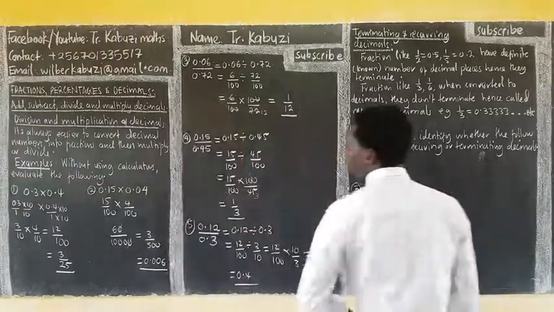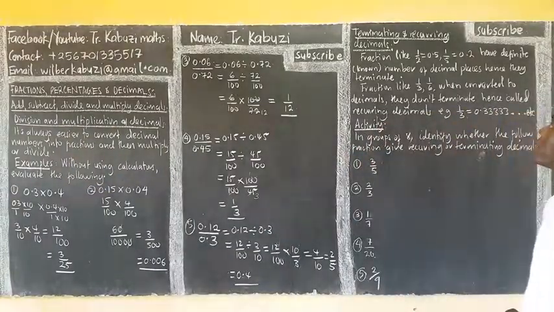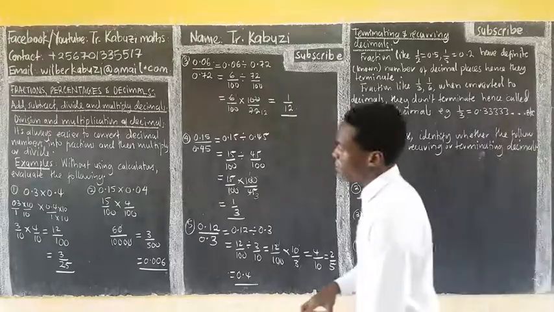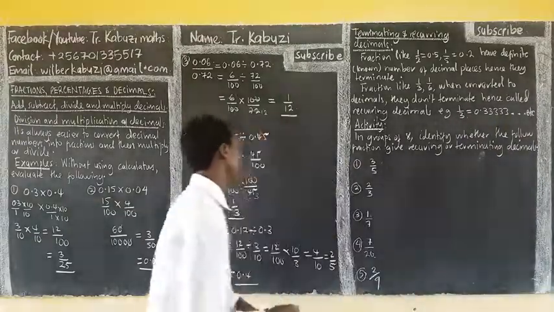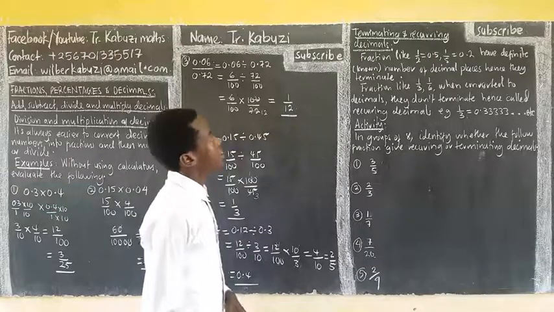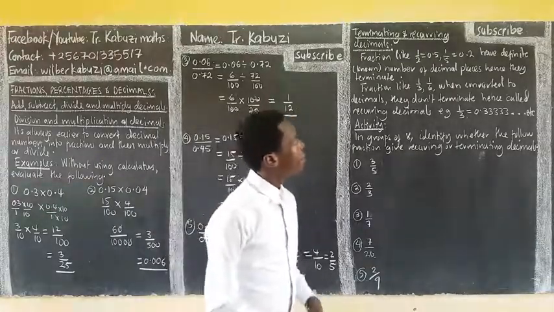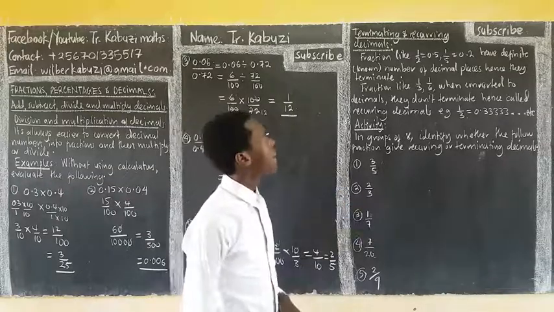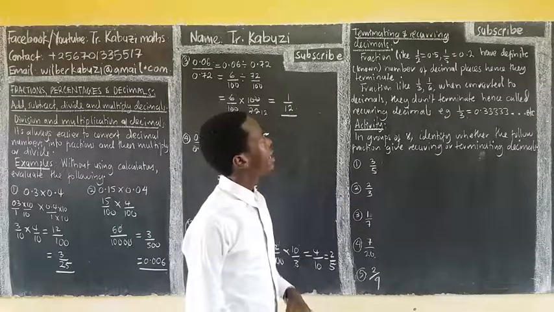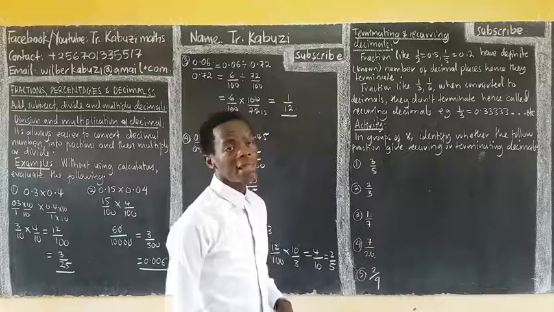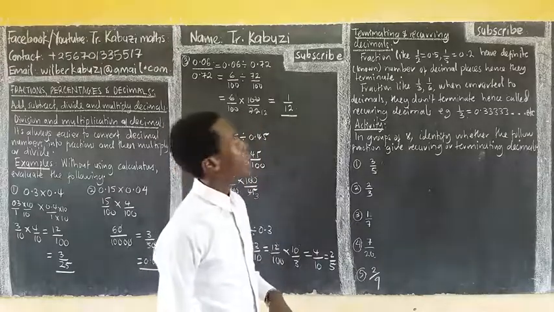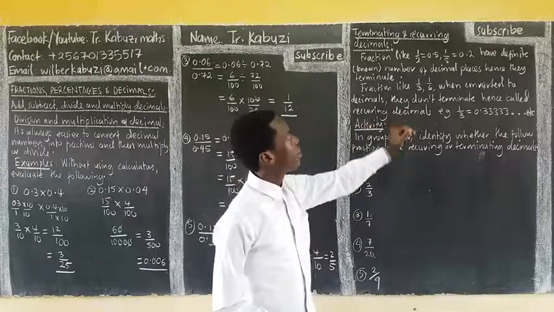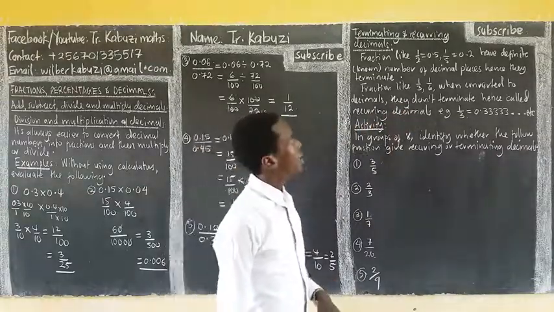So that's it. Now from here, we are going to see what we call terminating and recurring decimals. I think you saw some in primary, and now here we are going to see them in detail. Fractions like a half, 1 over 5, have a definite number of decimal places. Hence they terminate, and those are what we call terminating decimals. Then fractions like 1 over 3, 1 over 6.